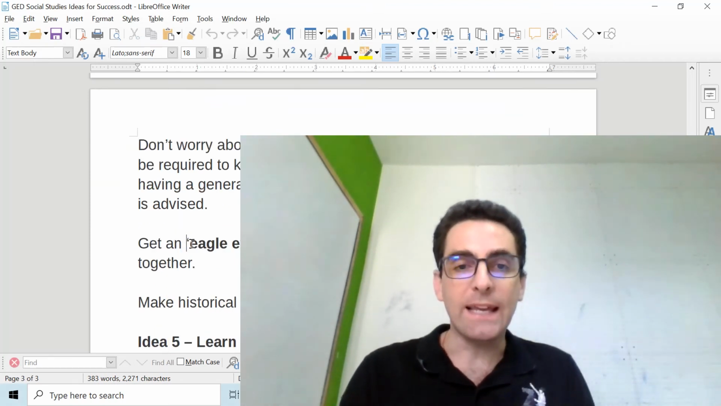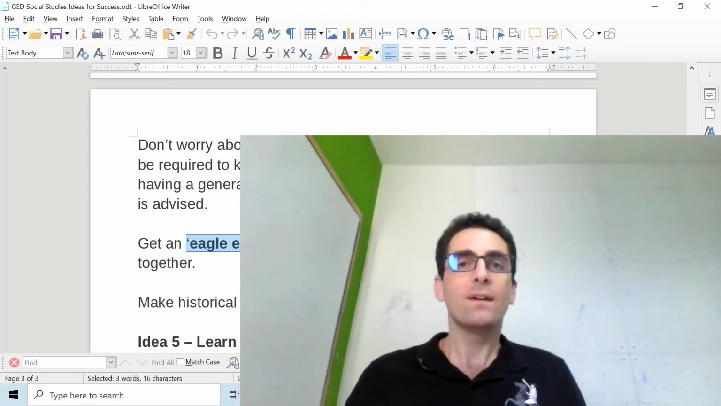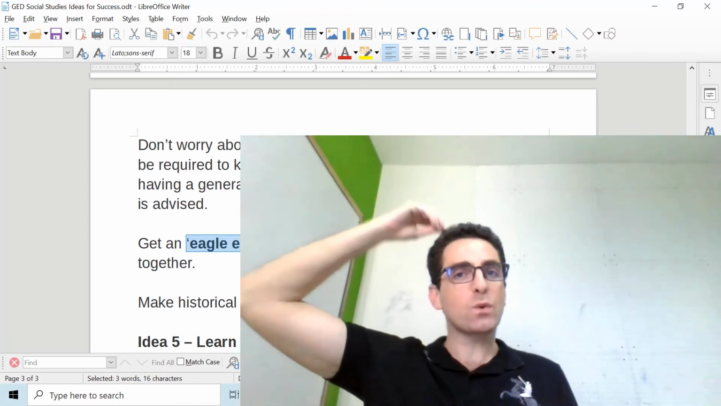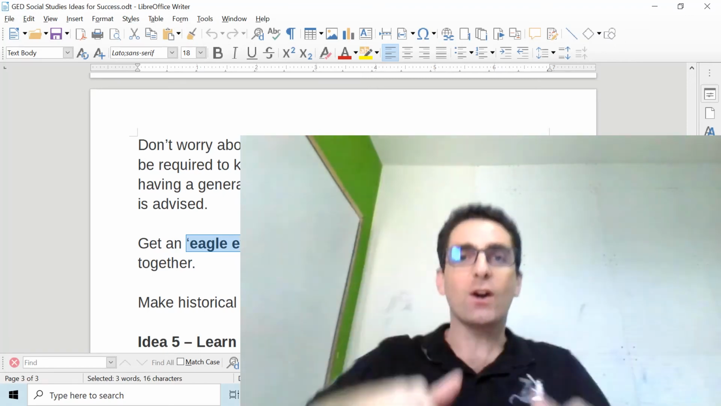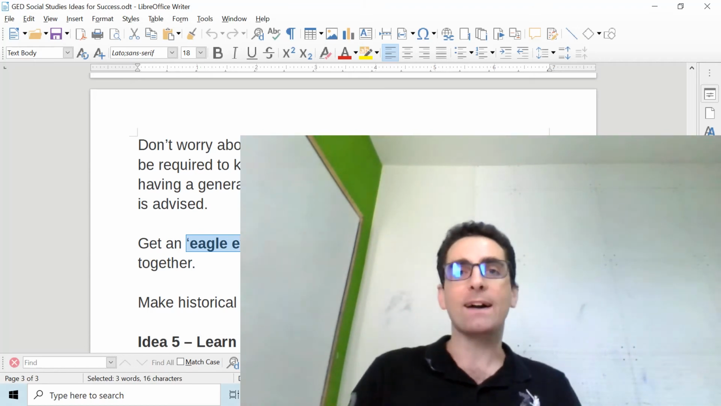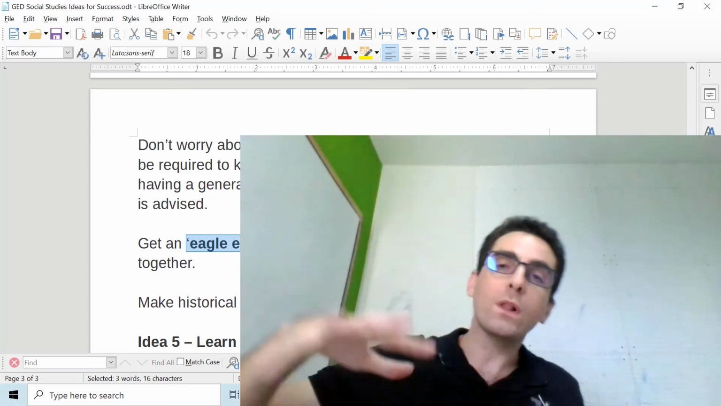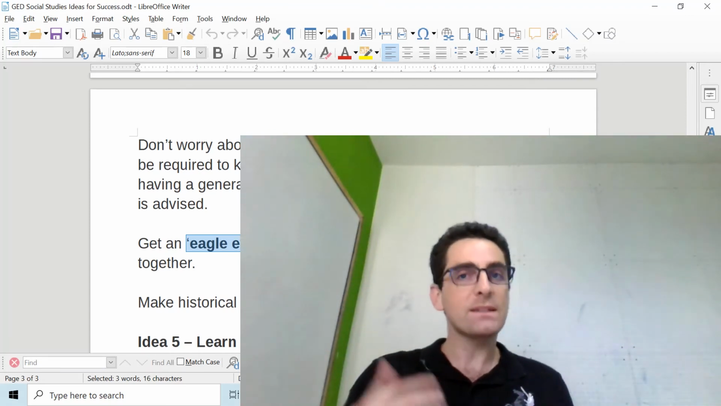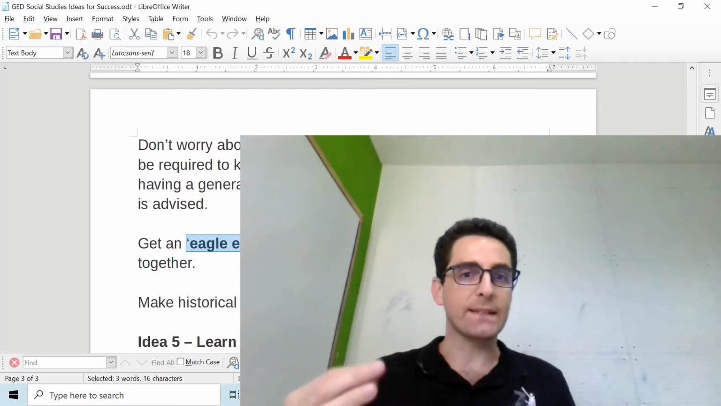You need to get that eagle eye view of history. You're like a bird swooping in the sky, soaring above the land, and you're looking down upon a historical event. What can you see as a bird looking down from high in the sky? Can you see the micro details? Of course you can't, but you can get an overall idea of what's happening. And that's how you need to approach your learning of history and social studies for this test.